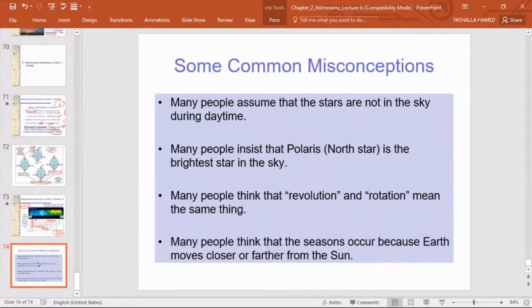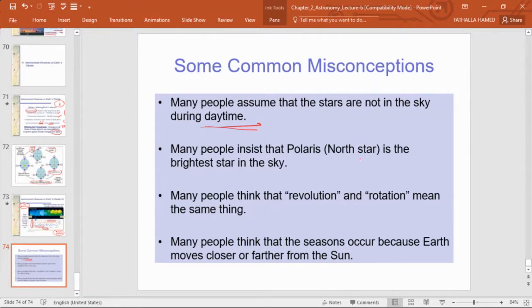So there are some misconceptions that people may fall into. Many people assume that stars are not in the sky during the daytime. I told you the stars are out there, but you do not see them because of what? Because the sun is very bright during the day.